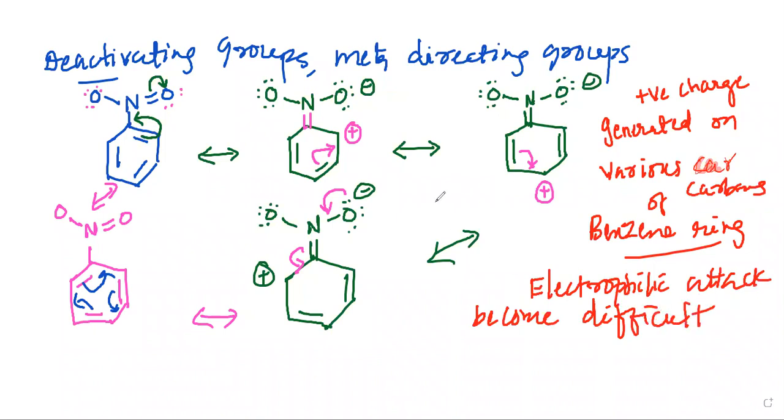The electrophilic attack in this case becomes a little difficult because the electrophile, E plus, also has a positive charge. So we can see that there is a positive charge generated on various positions here. What are those positions? If we call this the first position, then the positive charge is on the second position, the fourth position, and the sixth position. But my dear students, there is no positive charge on the fifth and third position.